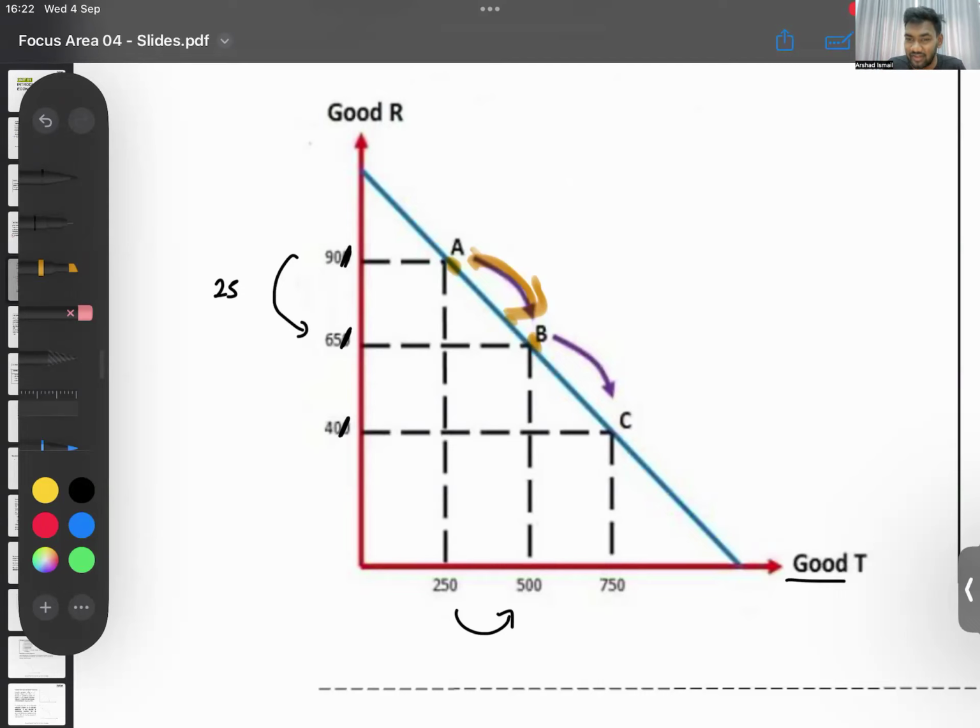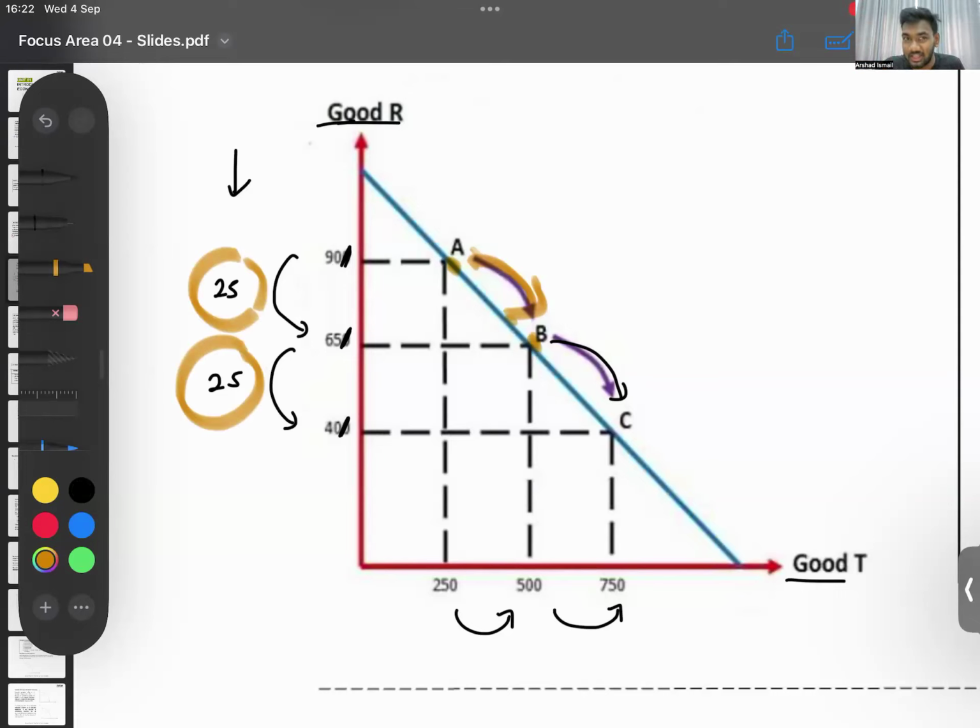90 became 60. When you go from B to C again, when you increase good T by another 250, you again sacrifice another 25. So the amount of good R that you keep on sacrificing is the same, no? Every time you increase good T by 250, 250, 250, the amount of R you sacrifice is 25, 25, 25. It works the other way around as well. If you increase R by 25, 25, 25, you will sacrifice T by 250, 250, 250. So that's what you call constant opportunity cost. The amount that you're sacrificing is always the same. When you're going from one point to another point, what you sacrifice is what we call opportunity cost. So what you are sacrificing here is remaining constant.